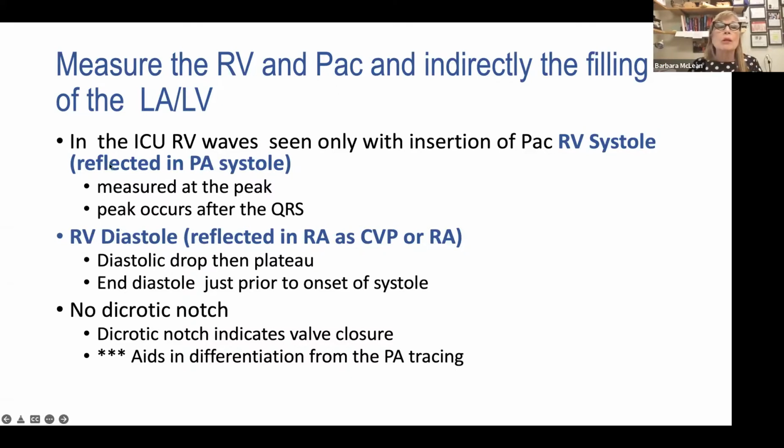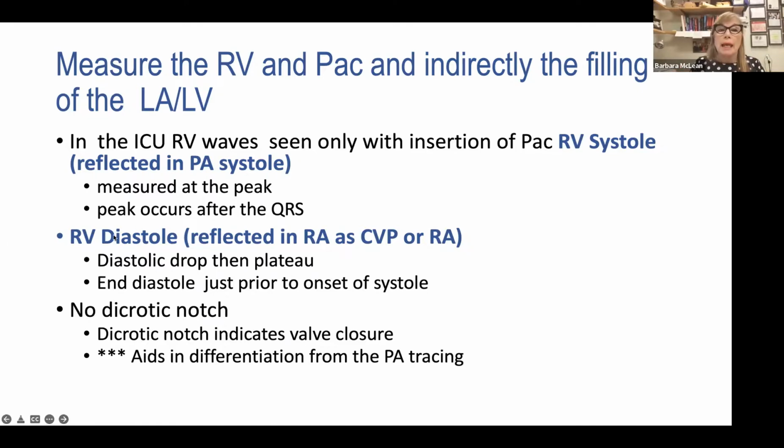So typically you will not actually see RV pressure except when you're floating your PA catheter. When that catheter tip is moving through the RV, you will then see RV pressure, but it should be for less than 5 seconds. And you should never be monitoring RV pressure unless you're using an RV pressure monitoring Swan Ganz or PA catheter. But what we know is that the RV systole is basically the same as PA systole. So RV systole and PA systole in general are the same. So when I look at PA systole, I know that's also RV systole measured at the peak.